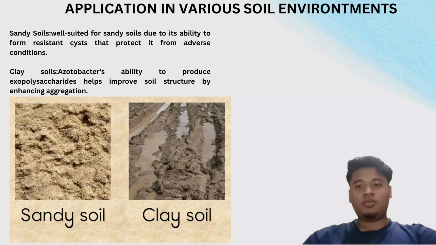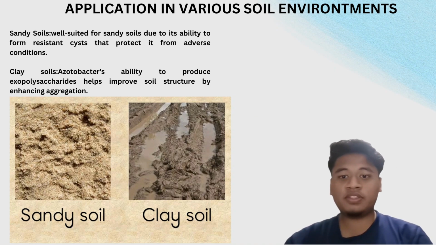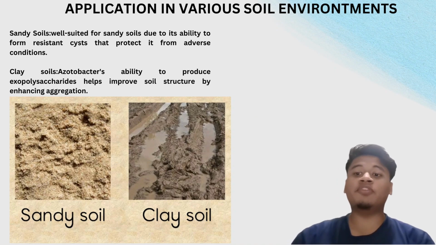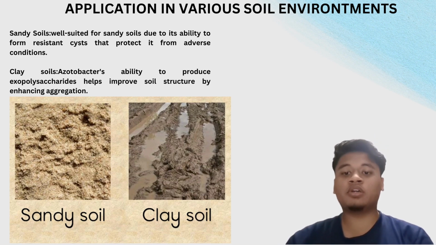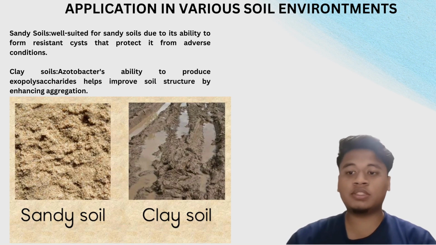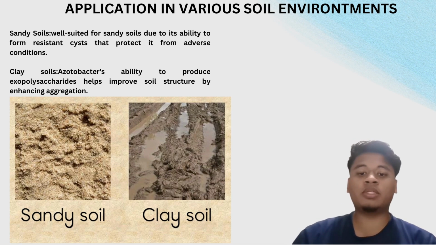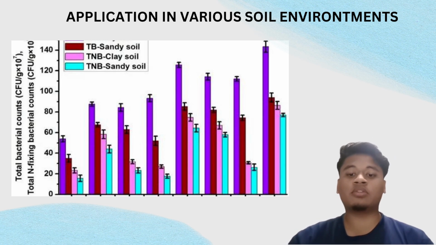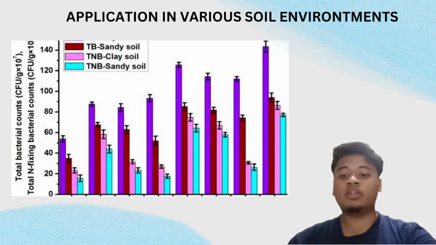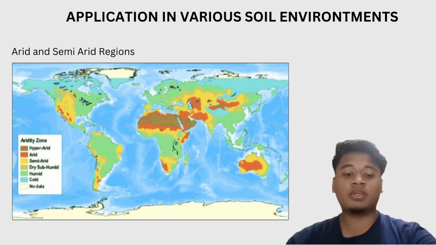Application in various soil environments. Azotobacter's versatility and its potential application in different soil environments. For example, Azotobacter is well suited for sandy soil due to its ability to form cysts that protect it from adverse conditions. In clay soil, Azotobacter's ability to produce exopolysaccharides improves soil structure by enhancing aggregation. Azotobacter's drought tolerance and ability to thrive in low moisture conditions make it suitable for arid and semi-arid regions.